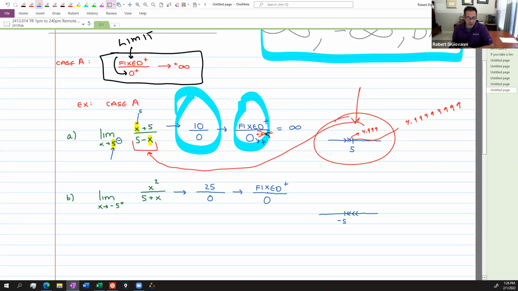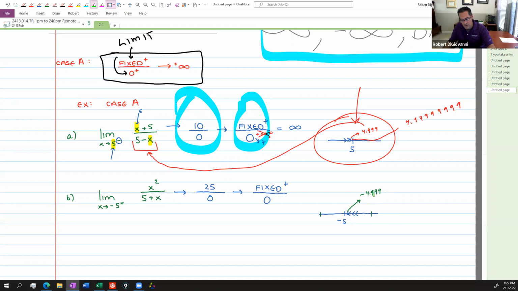What would be a good number to pick over here that would be good for us to analyze? Be careful here. Negative 4.999. There you go, 4.999. Be careful when you're on the negative side of the number line, right? Students will make the mistake and pick a number like negative 5.1 or 5.01. No, that's the other side, okay? Because you're on the negative side of the x-axis, or negative side of zero.